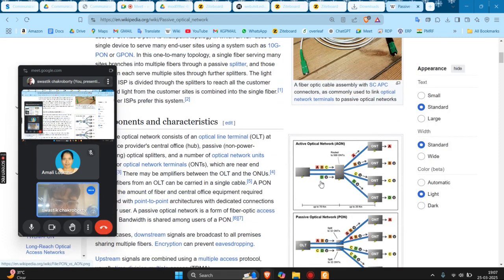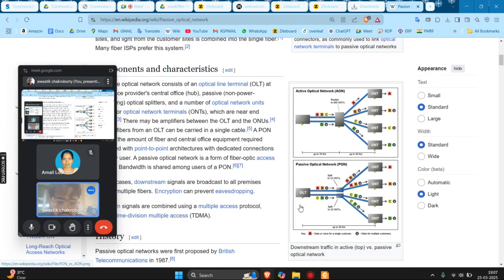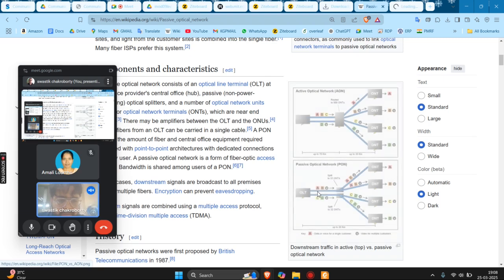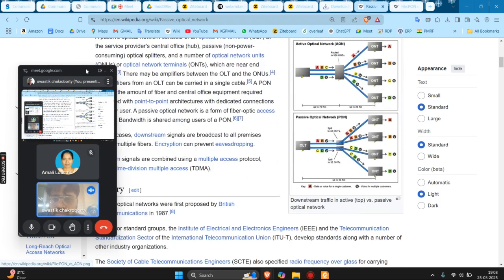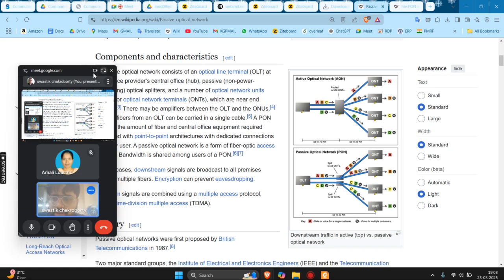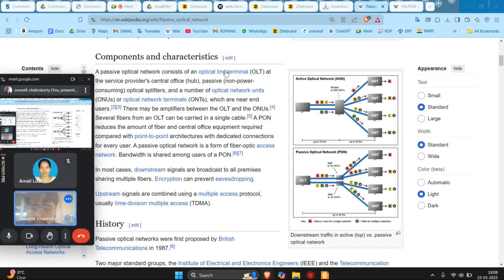PON is basically a passive optical network. Here we will have a particular transmission box called OLT, which will transmit optical signals, and then we will have terminal devices at the receivers. The various packets from various users will be transmitted through the same medium using light waves. So this is a passive optical network. A passive optical network will have one optical line terminal, or OLT, at the service provider.